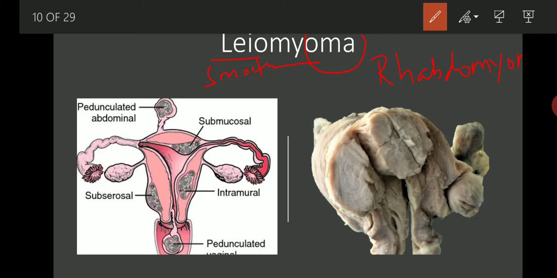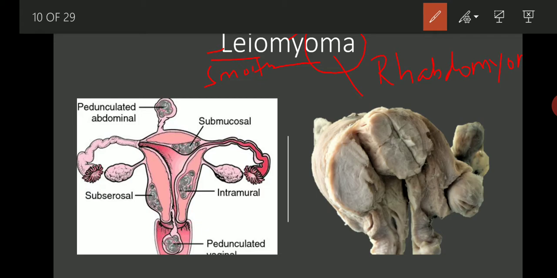Similarly, the heart also contains muscle. If a tumor arises from the heart muscle, it will also be known as rhabdomyoma because they are also striated muscles. And if a malignant tumor arises from the smooth muscle, then it will be known as leiomyosarcoma. Instead of oma, you will have to use sarcoma there, right? That is the nomenclature. You already know about it.